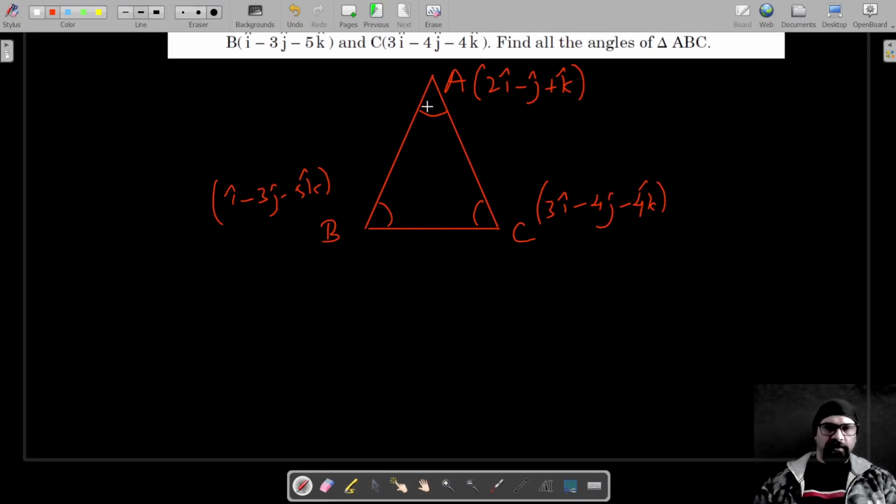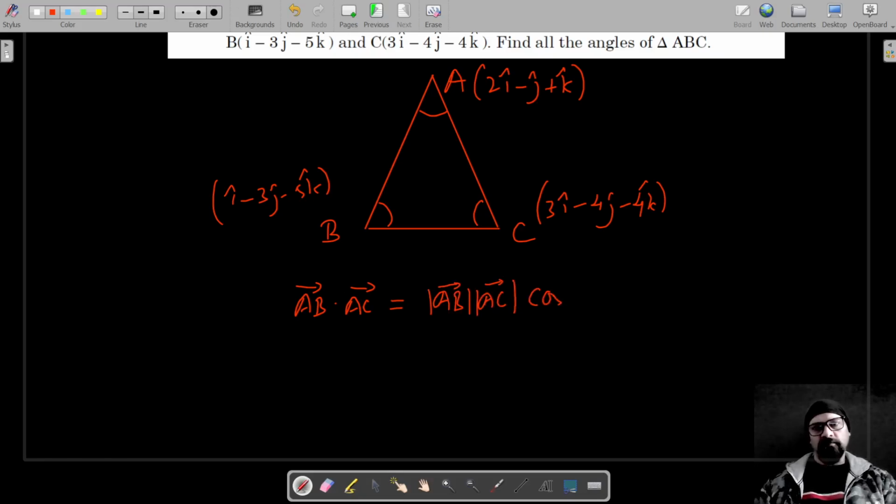And we know that the angle between two vectors, so this is vector AB and this is vector AC. If you use the dot product for these two vectors, that should be the magnitude of AB into magnitude of AC into cos of the angle between them, which is A. So that means I can write cos A as the dot product of vectors AB and AC divided by their magnitudes.